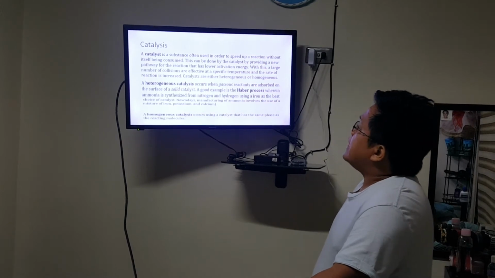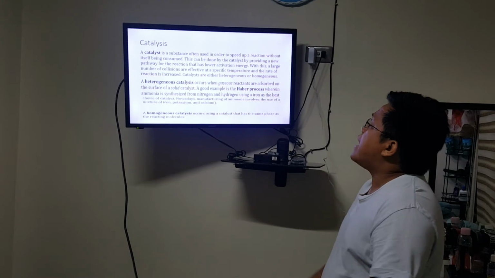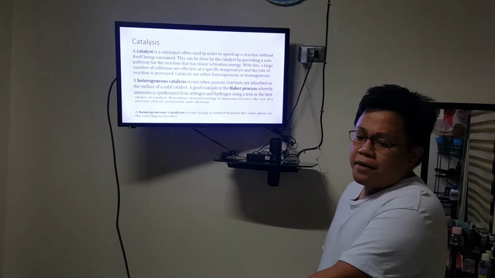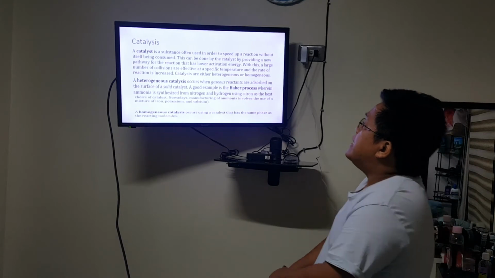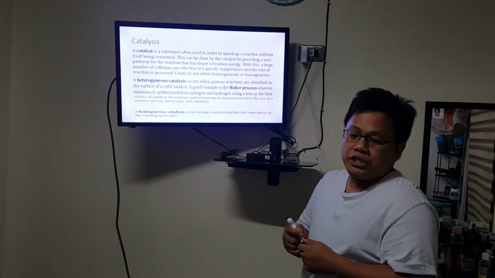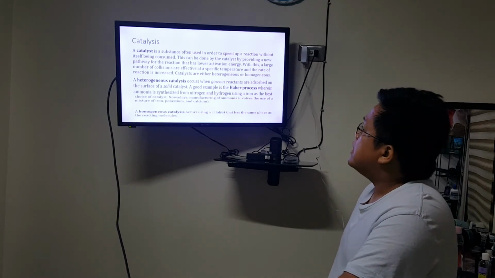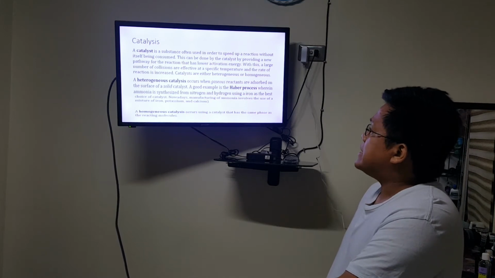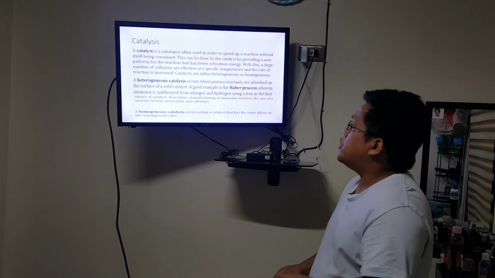Catalyst. A catalyst is a substance often used in order to speed up a reaction without itself being consumed. This can be done by the catalyst by providing a new pathway for the reaction that has a lower activation energy. With this, a large number of collisions are effective at a specific temperature and the rate of reaction is increased. Catalysts are either heterogeneous or homogeneous.